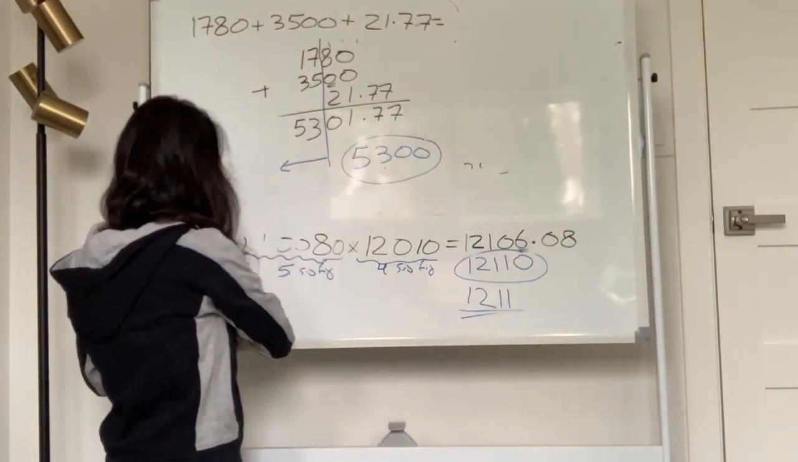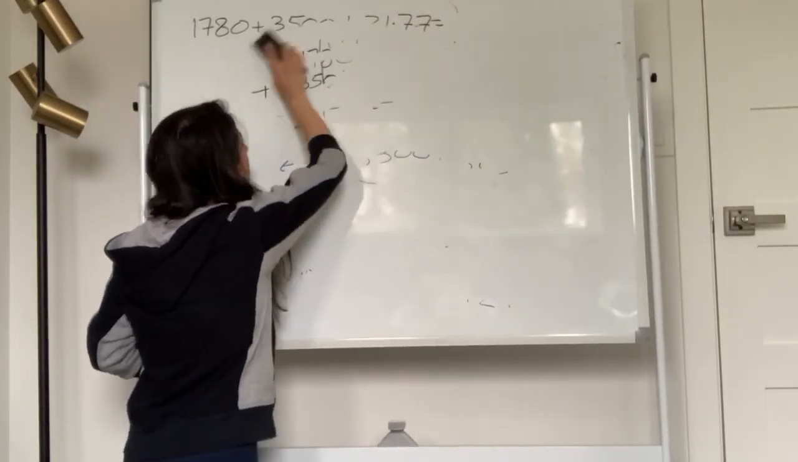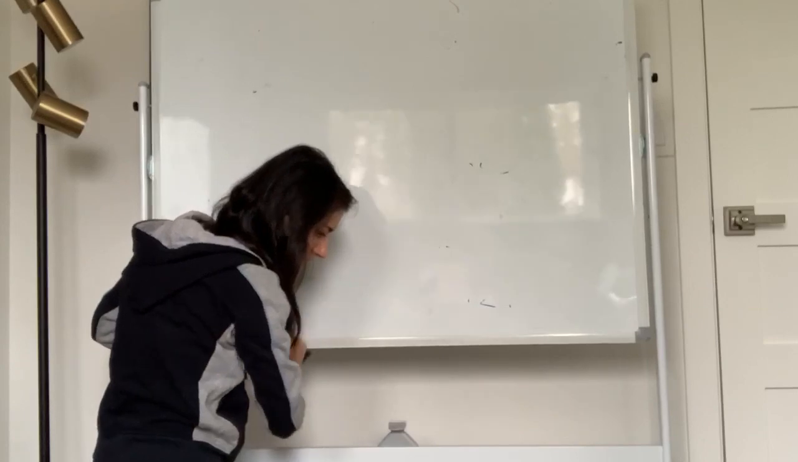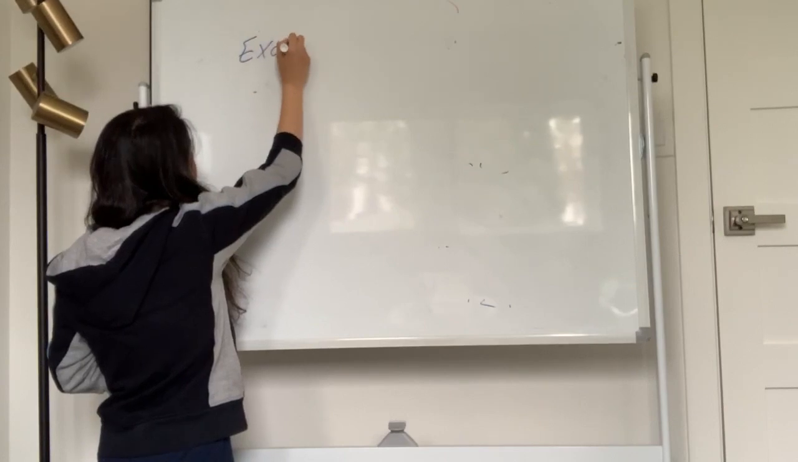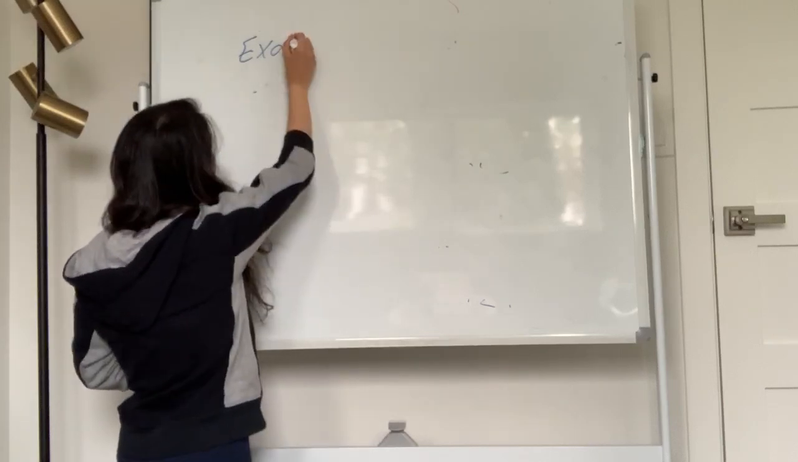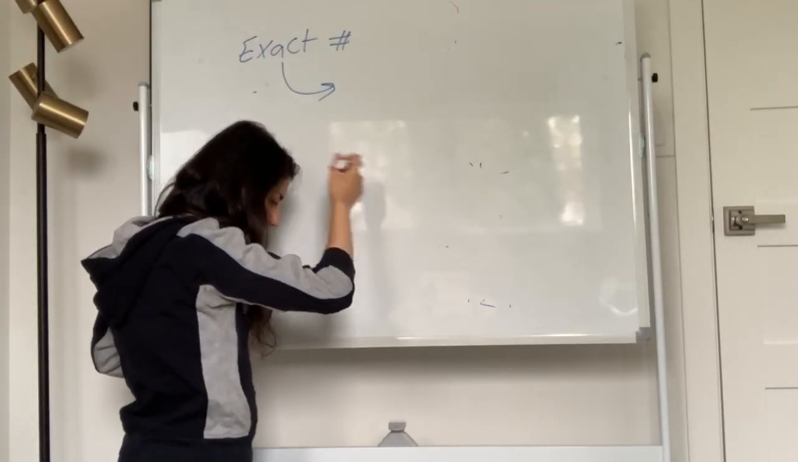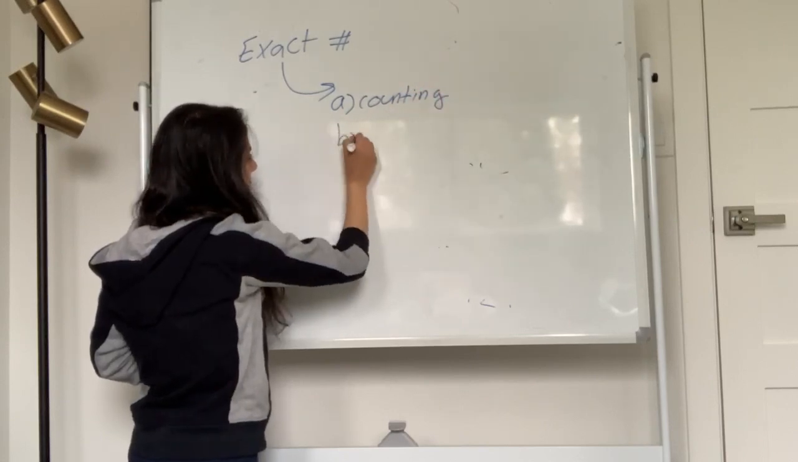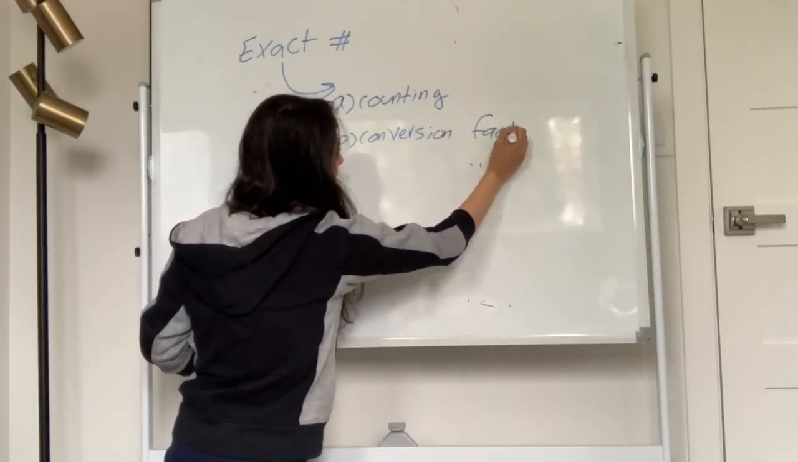Now, the last thing to talk about for significant figures, and then we can move on to the units, is exact numbers. Oh my goodness. So it's not easy to write on the board. Exact number. And you have an exact number when you do counting or when we have a conversion factor. Now we'll tell you what an exact number is.